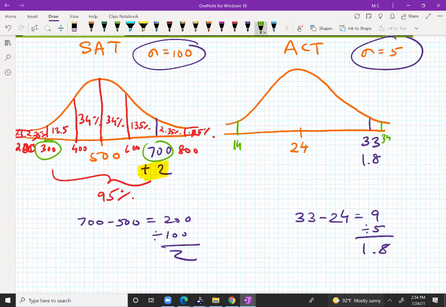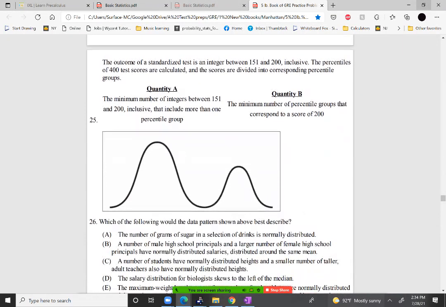So the chance that it's outside of 14 and 34 is the same as the chance that it's outside of 300 and 700. So that's what this question is really asking. Okay, I see. Tell me when you feel burnt out, we can go to a different topic or we can do more. We'll do one more of these, I guess.